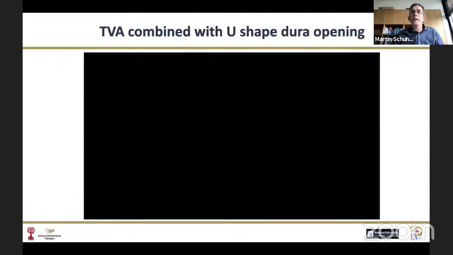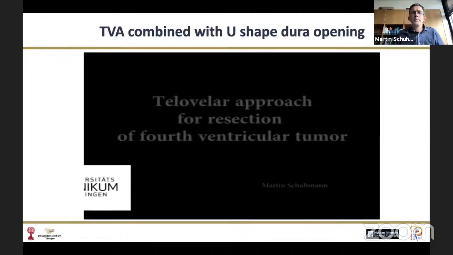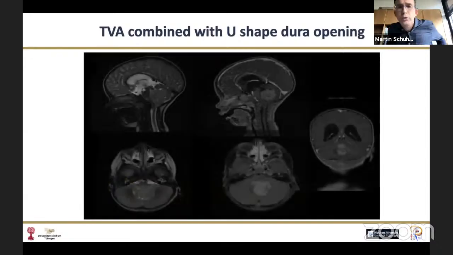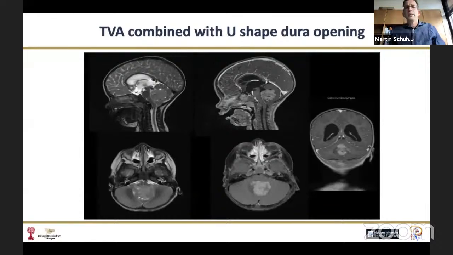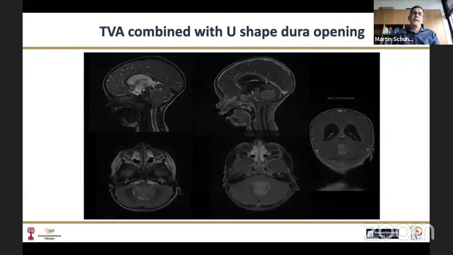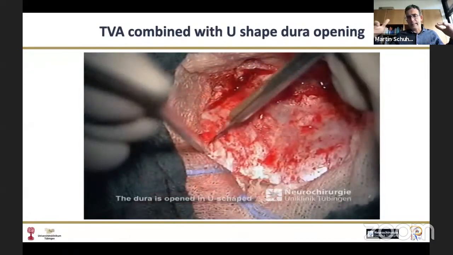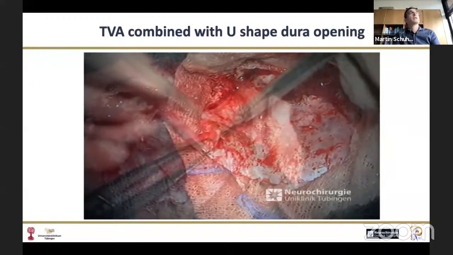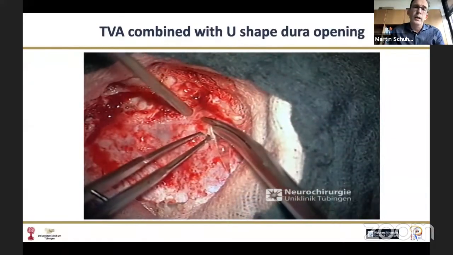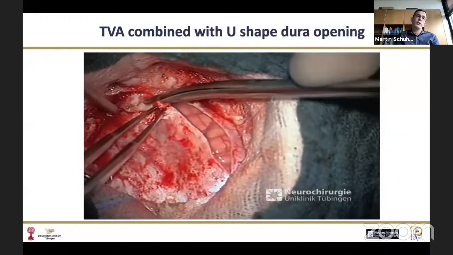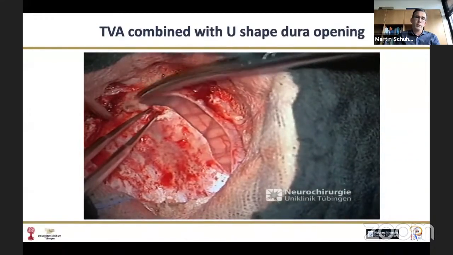Now we show you a short video of a typical telovelar approach in a child. Most of the time our tumors are very bulky, as you see, and so part of the telovelar approach is already done by the tumor because the tela and the velum is stretched out and extended. So it's much easier actually to do a telovelar approach in a large posterior fossa than in the more usual smaller tumors you see in the adult population.